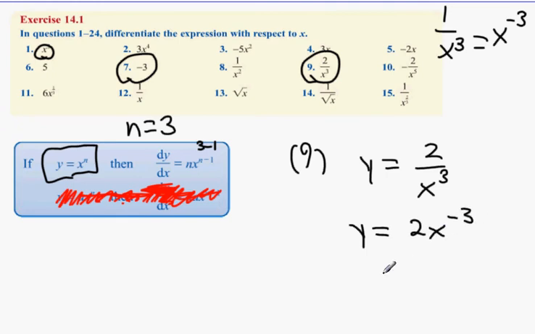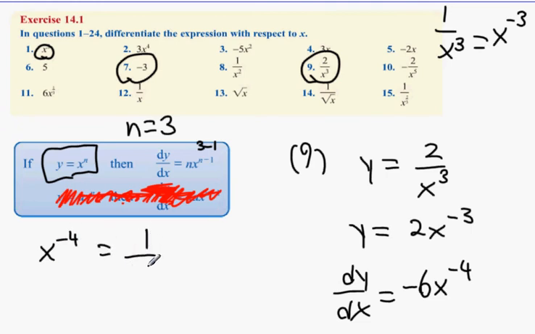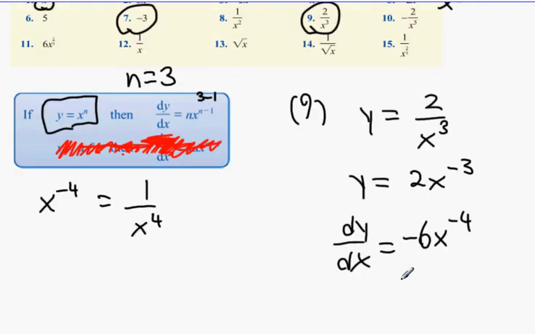2x to the minus 3. Now, differentiate. When you differentiate, the minus 3 goes to the front and multiplies by the 2. Minus 6. Take 1 away from the power: x to the minus 4. The answer in the back of the book might have changed the x to the minus 4 back into 1 over x4, which means the answer can also be written as 6 over x to the power of 4.